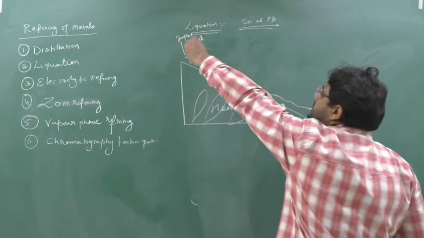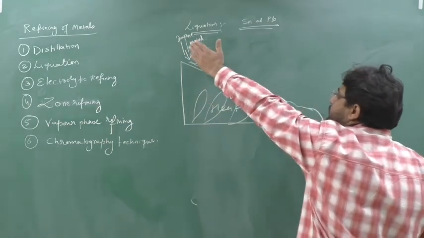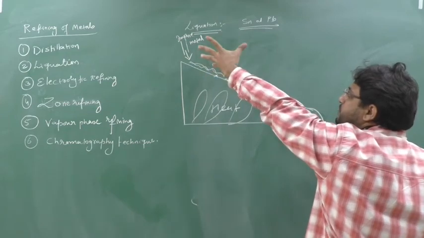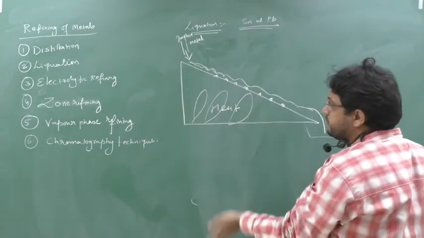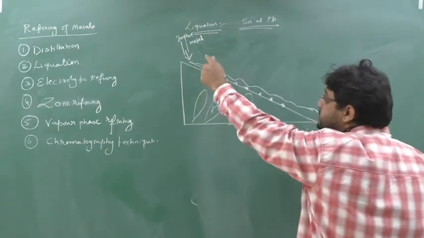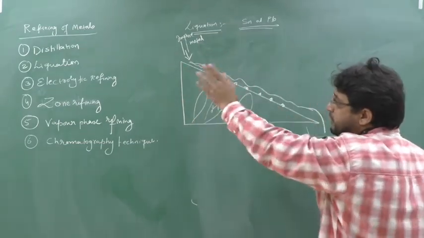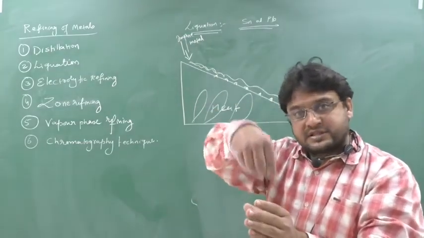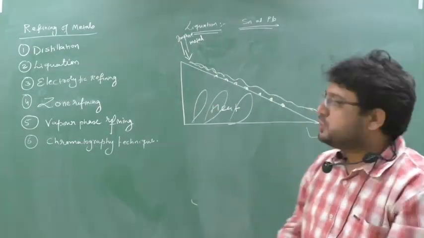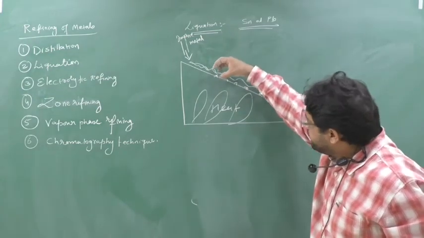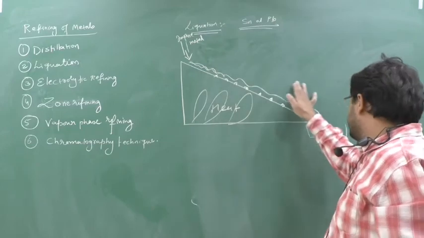As the impure metal falls here and comes onto the heated surface, the pure metal will start to melt because its melting point is low, which can be achieved by this heating. The impurity present in it has a high melting point, so it will not melt. So from this impure metal, the pure metal will start to melt and flow down.